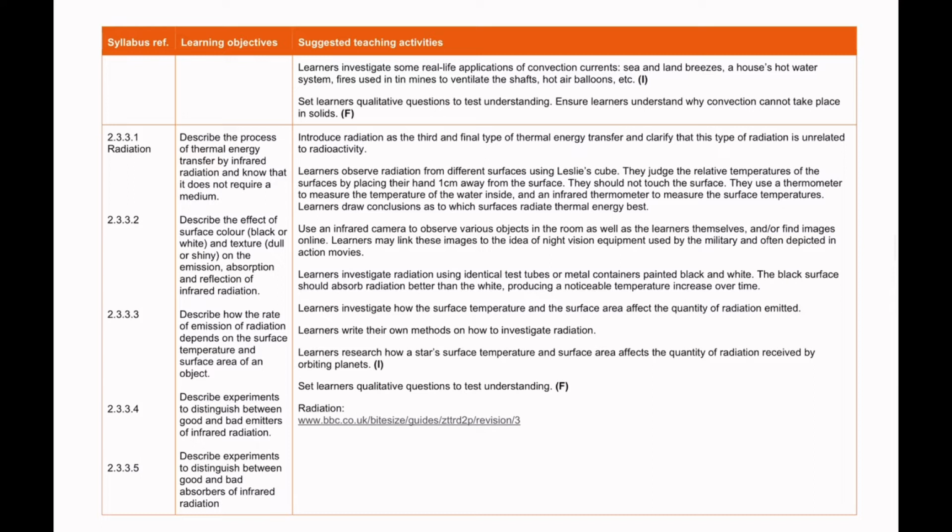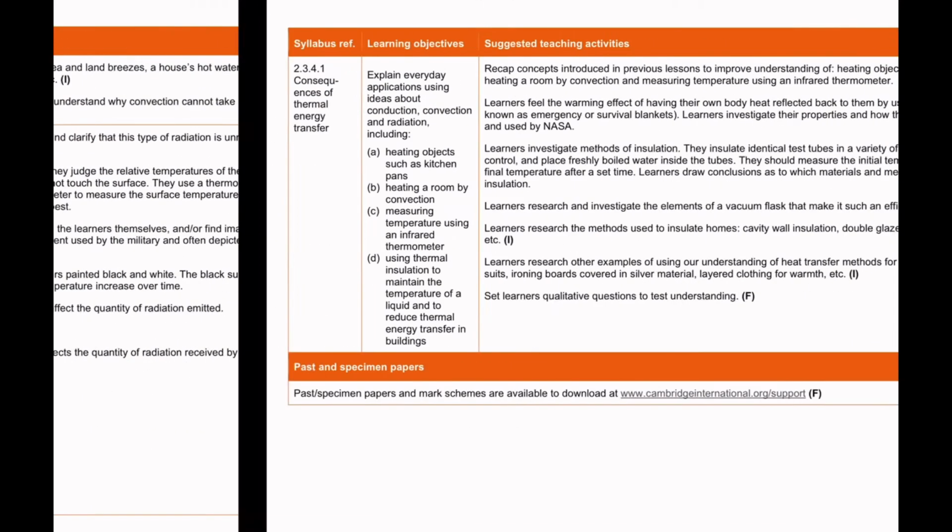Describe how the rate of emission of radiation depends on the surface temperature and surface area of the object. Describe experiments to distinguish between good and bad emitters of infrared radiation. Describe experiments to distinguish between good and bad absorbers of infrared radiation.